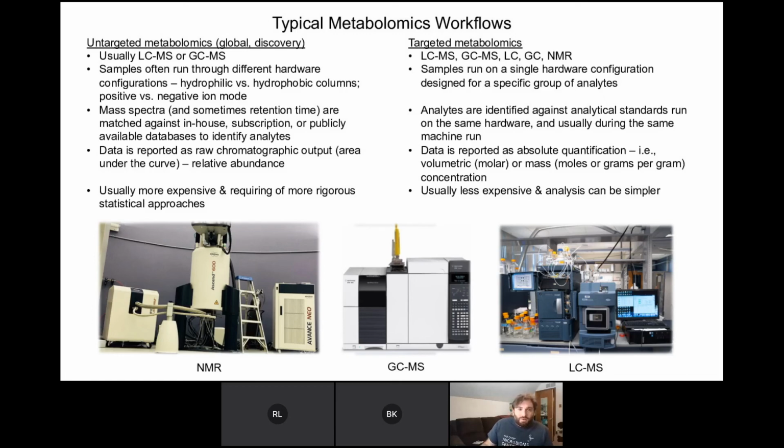In a targeted workflow, the analytes are identified using analytical standards, so actual pure versions of these chemicals that have been run on the same exact hardware, and usually they are run during the same machine run. In an untargeted approach, the data is reported as raw chromatographic output, so area under the chromatographic or spectral curve, and you get relative abundance.